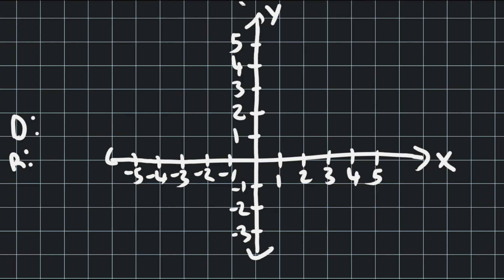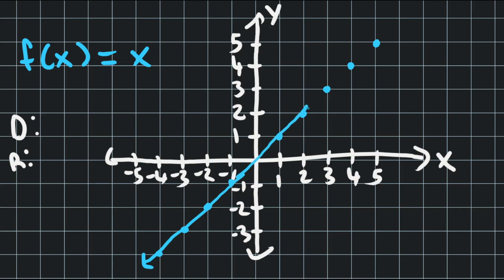Let's talk about how to find the domain and range of an identity function, which is represented as f of x equals x. So let's just draw that. It's just going to be this line, f of x equals x, or y equals x. Okay, let's draw that straight line. There we go. F of x equals x.